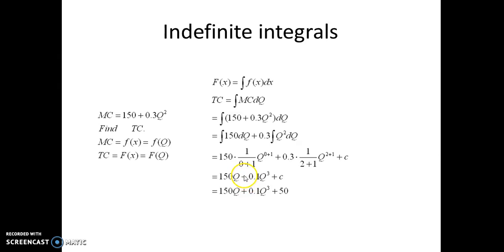This is a typo. This should be positive, right? And then you add your constant of integration. So therefore, you add the fixed cost, which was 50. So there's your total cost function.